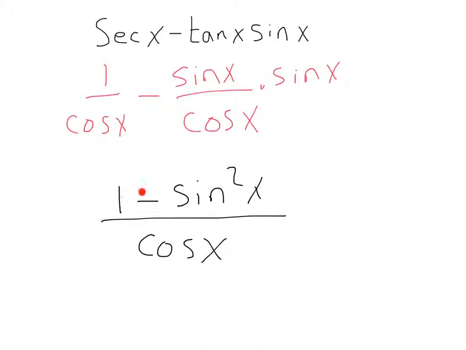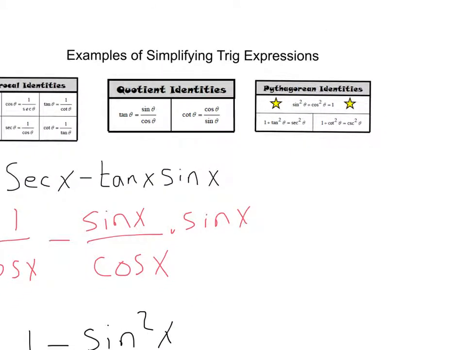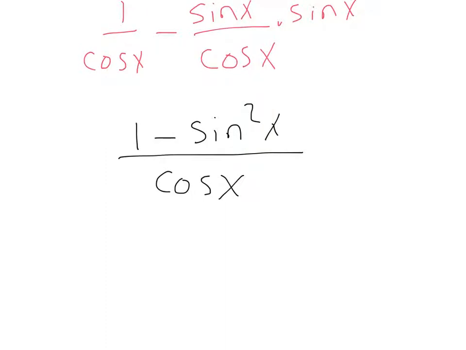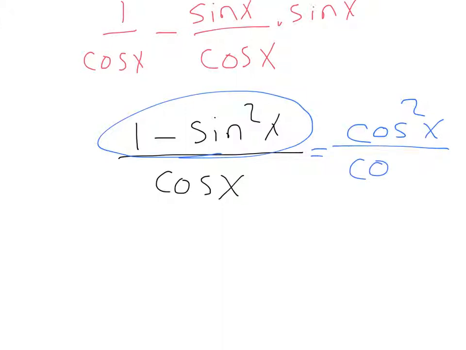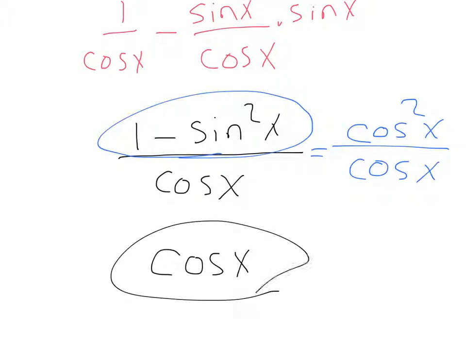Looking at my 1 minus sine squared x, I see that that looks like a Pythagorean identity. Going up here, if I subtract sine squared x from this side, that's 1 minus sine squared x, leaving me with cosine squared x. So I can replace the top here with cosine squared x. That'll give me cosine squared x all over cosine x. One of those cosines is going to cancel, leaving me with just a straight answer of cosine x.